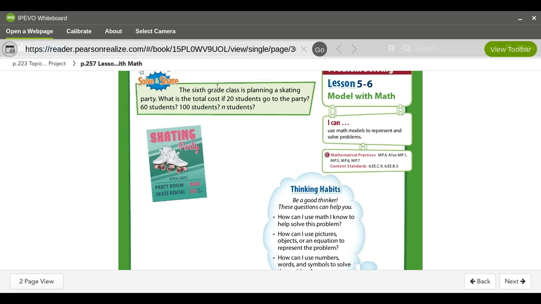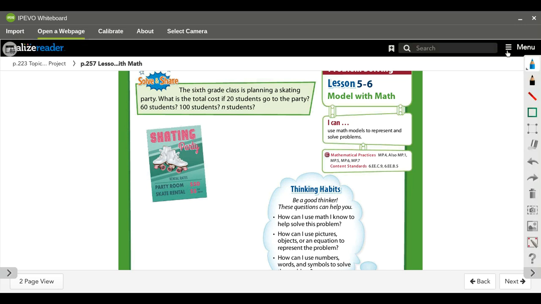Now, the way that this problem is set up, I'm going to mathematical practice 7, it's using structure. So if it's asking 20 students, 60 students, 100 students, and n students, the way that it's asking that looks like it's going to be an input-output table. So I'm going to set it up as an input-output table, and then I need to find the rule.